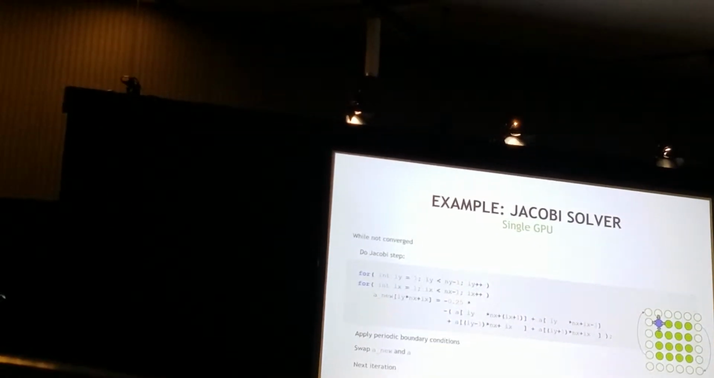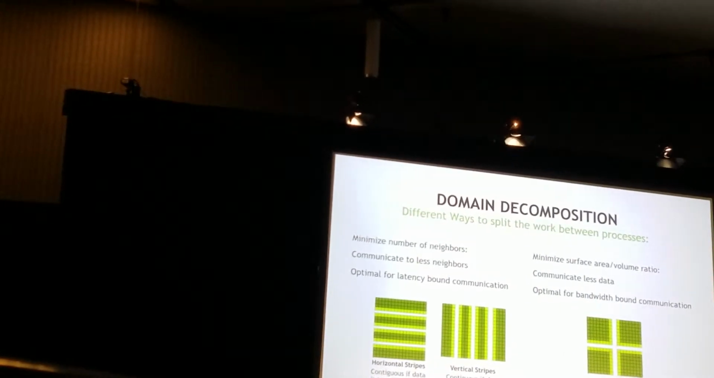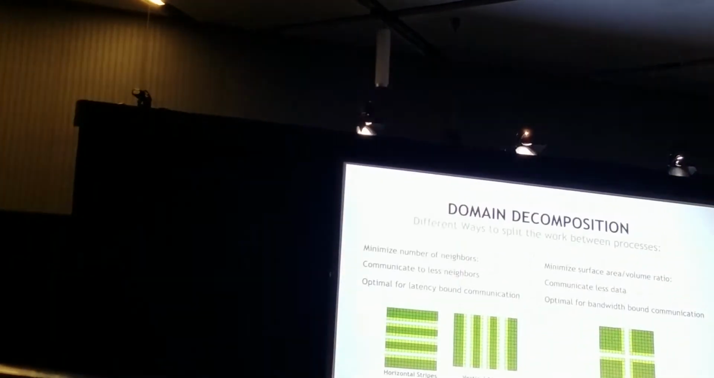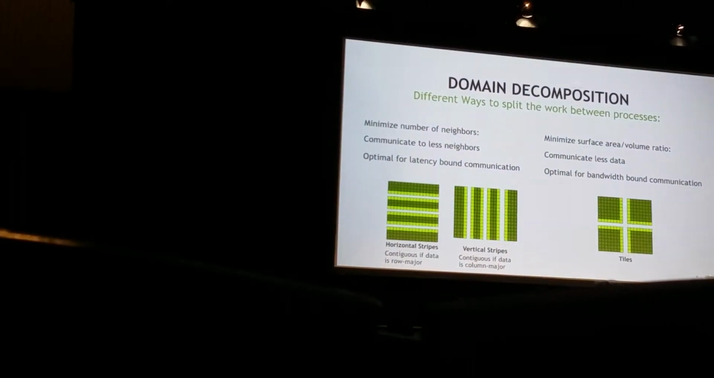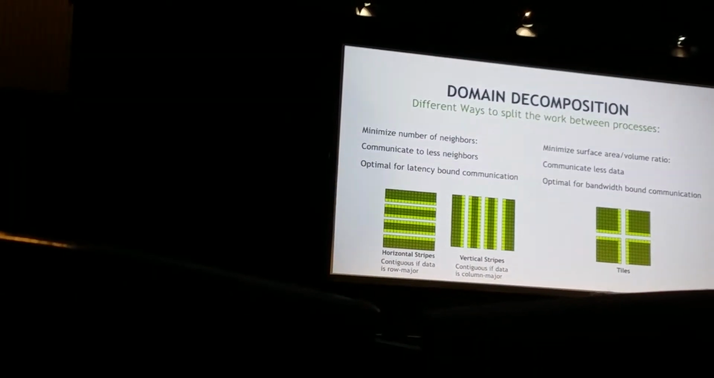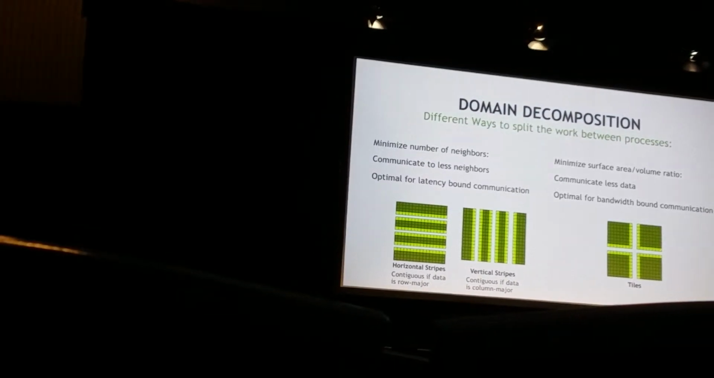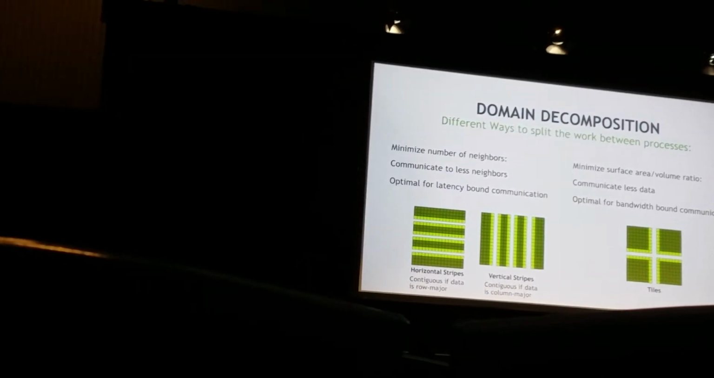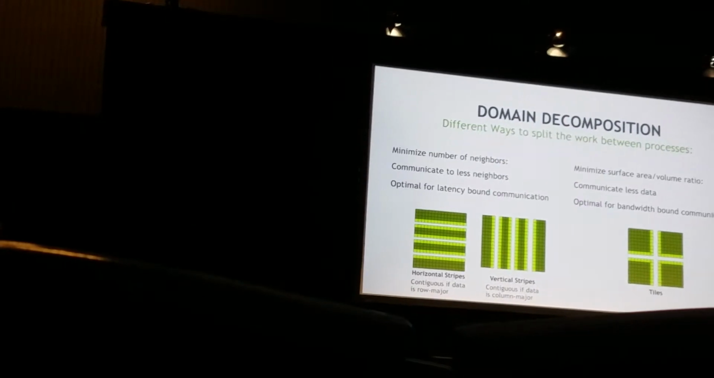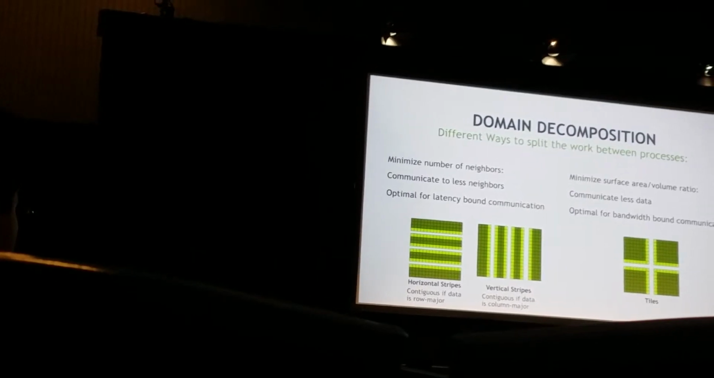If we want to do this on multiple GPUs, in this case I've chosen to apply the domain decomposition strategy, which is the usual strategy to parallelize these kinds of codes, as most of you probably know. Quickly summarizing the different ways we have to do the domain decomposition on these 2D problems: first, we could aim for minimizing the number of neighbors, which is good for latency-bound communication because we need to communicate with fewer neighbors, and that would result in splitting our domain in stripes.